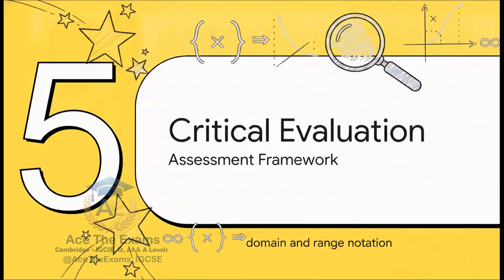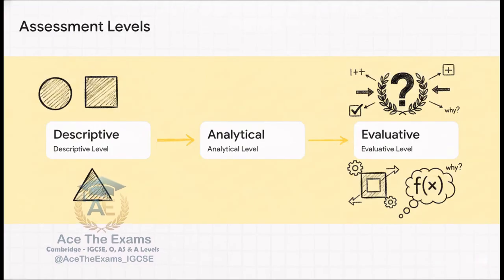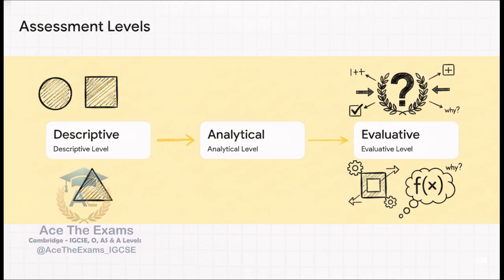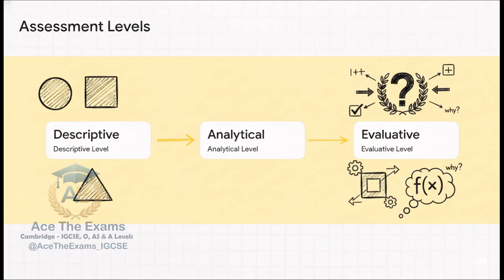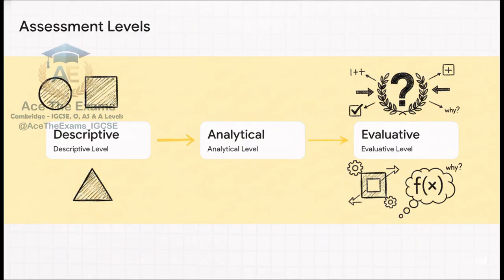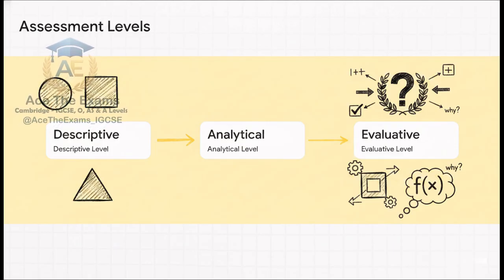Section 5. Critical exam evaluation. Let's level up to the top tier. Let's move on and see how this approach builds across the higher order assessment framework. A standard B grade student usually stays at the descriptive level. They just describe what the mathematical function is. An A grade student steps it up to the analytical level. They break down how the function behaves and apply the rules.